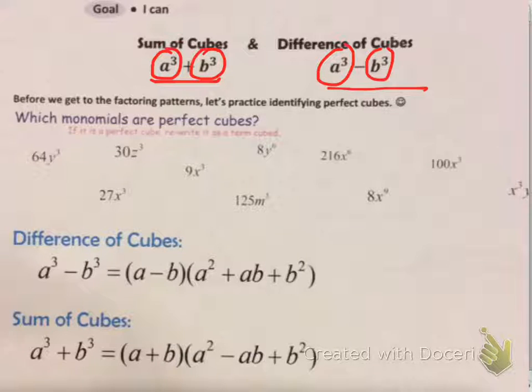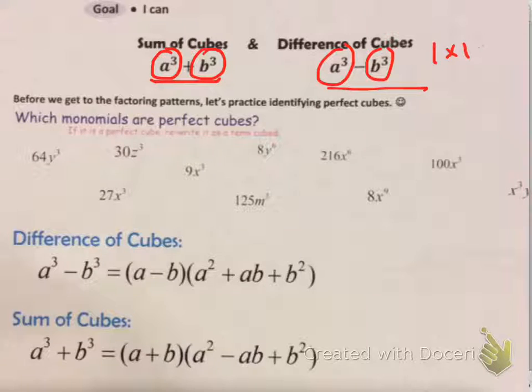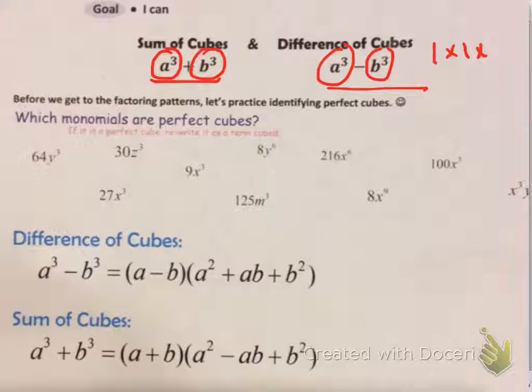So what numbers make perfect cubes? Well, 1 times 1 times 1 would be a perfect cube. That perfect cube would be equal to 1. So 1 is a perfect cube number. 2 times 2 times 2 is equal to 8, so 8 is a perfect cube number. 3 times 3 times 3 would be 27. This is the way that we find our perfect cube numbers.